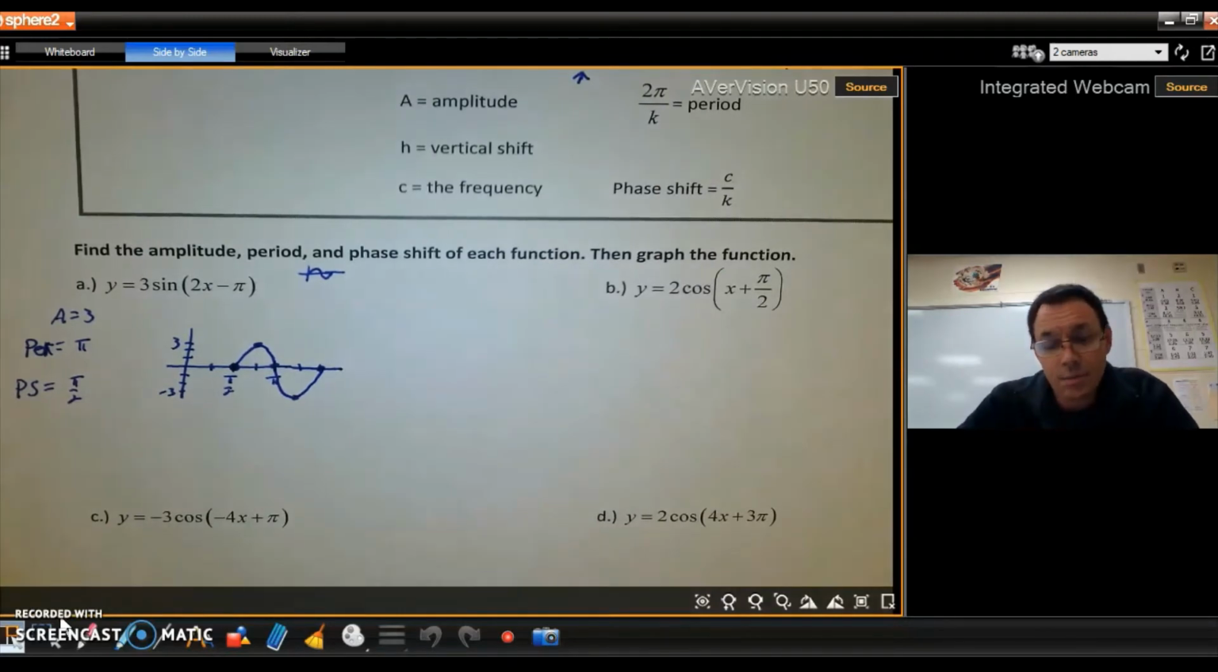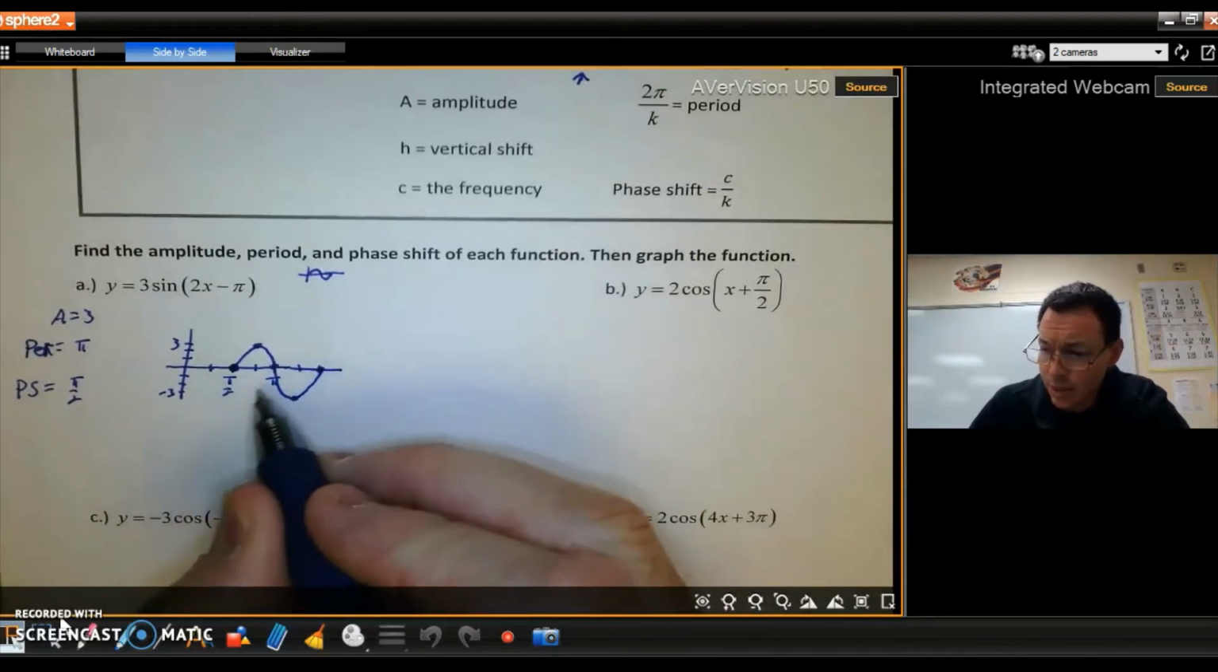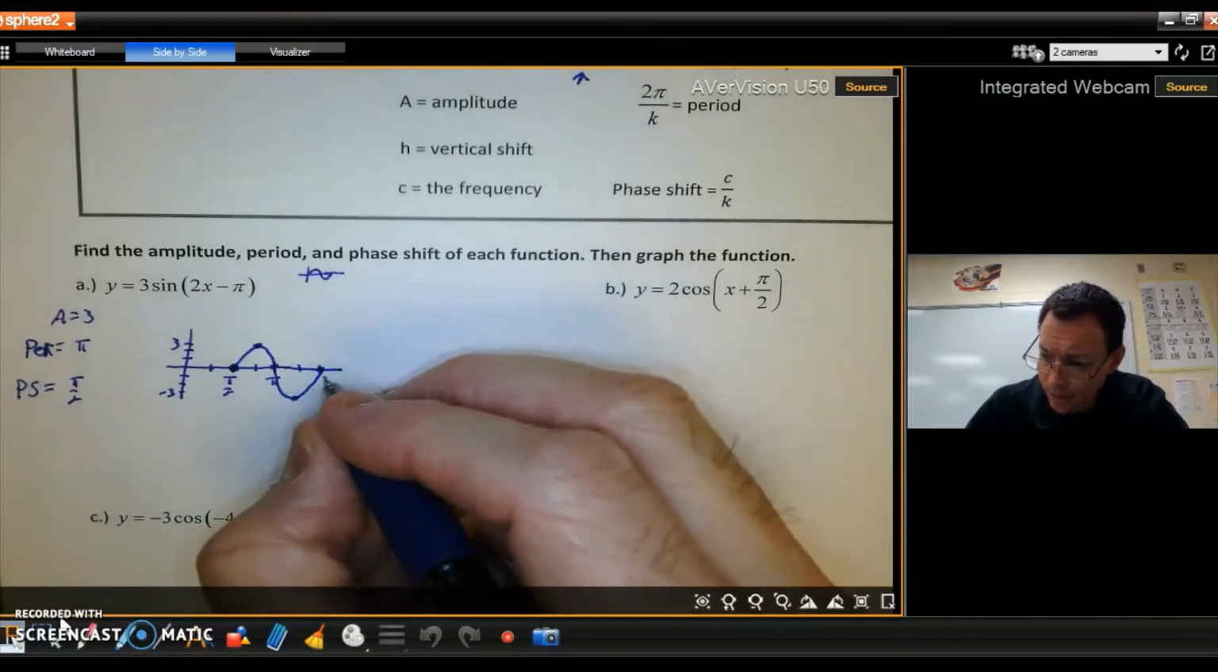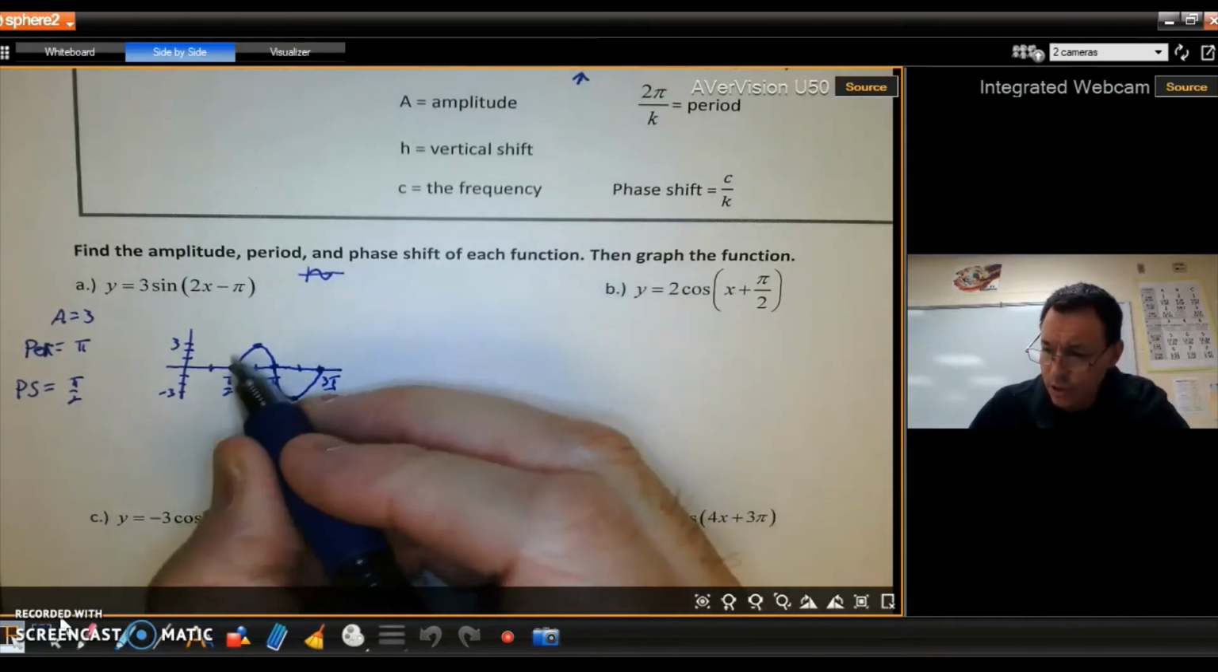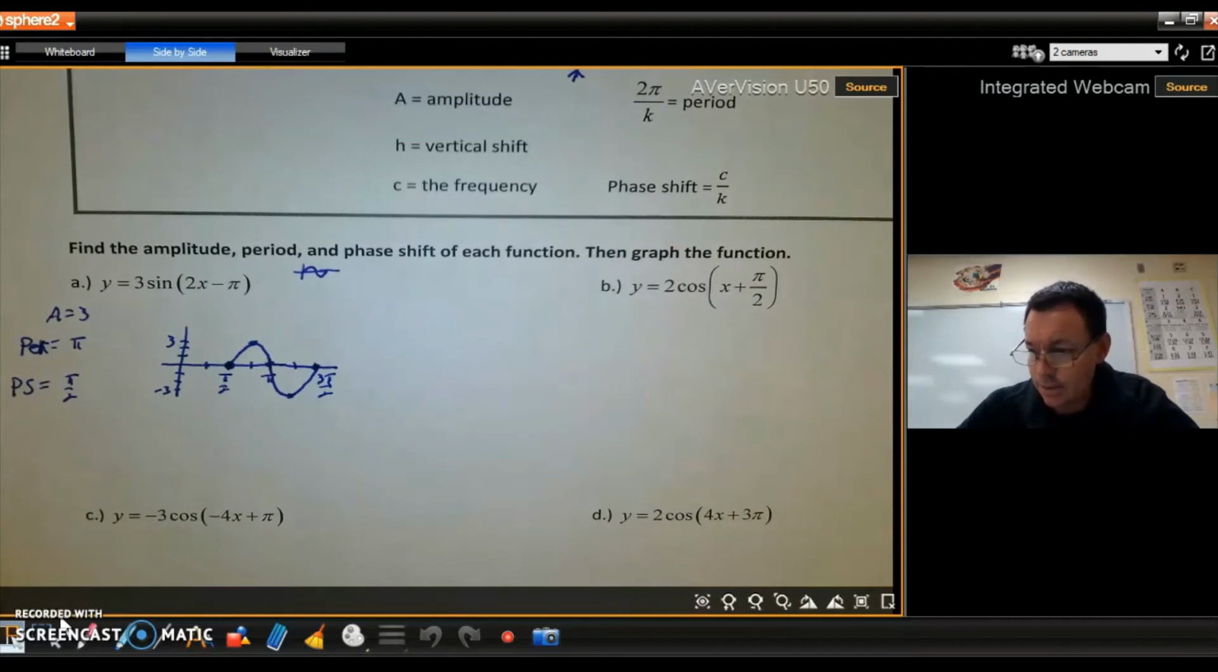Only draw one cycle, because sometimes when you draw a second cycle, it's hard to tell where you actually started. Did you shift it to the right like you're supposed to? Did you accidentally shift it to the left? So we're just going to draw one cycle on these so that I can clearly see the shift. Okay? So that's it. So this is pi over 2. This is pi. This would be 3 pi over 2. That's where this graph starts and ends.